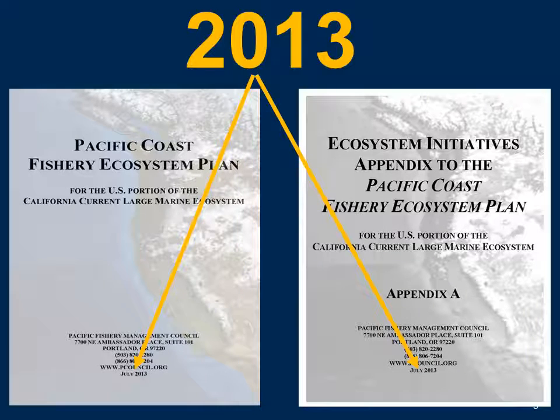The Council adopted both the Fishery Ecosystem Plan and its appendix at its April 2013 meeting. The Council has not revised either of these documents since its Ecosystem Plan development team finished the Council's last edits in July 2013.